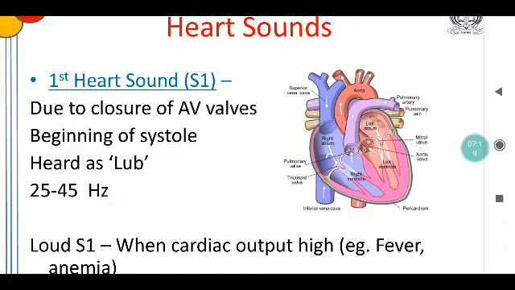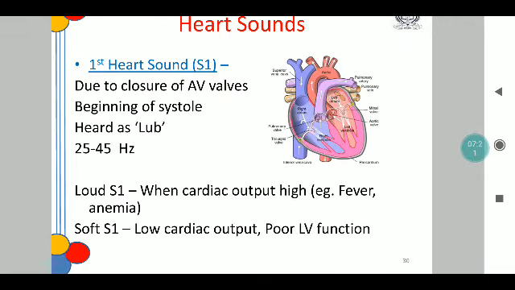Now, compared to normal, we do get a loud S1 where high cardiac output is seen, such as fever or anemia. And a soft S1 is seen where there is a low cardiac output or a poor left ventricular function.